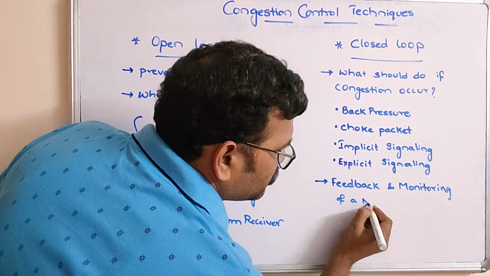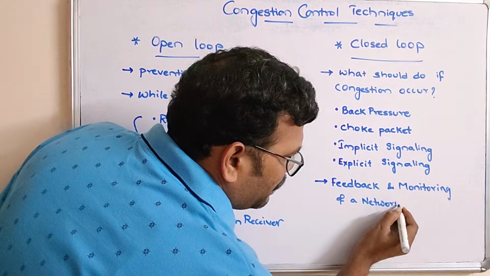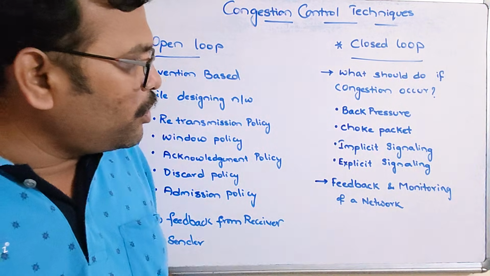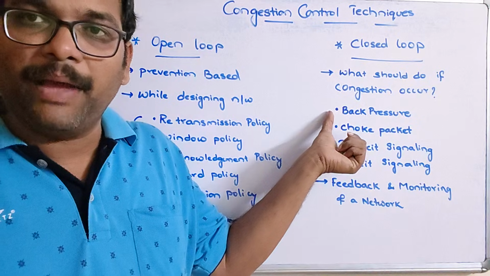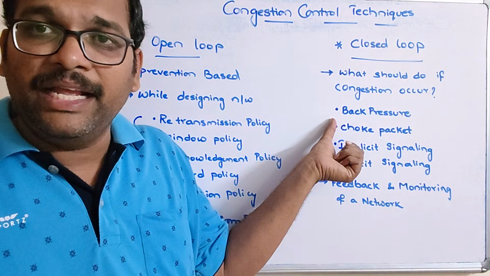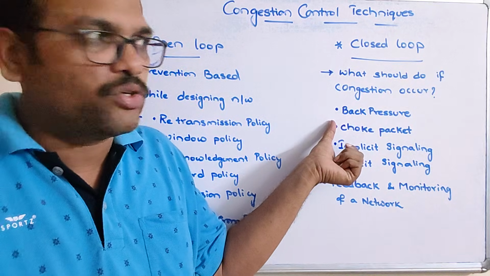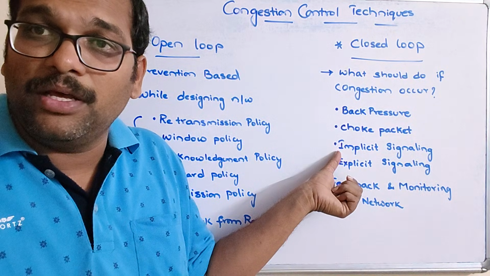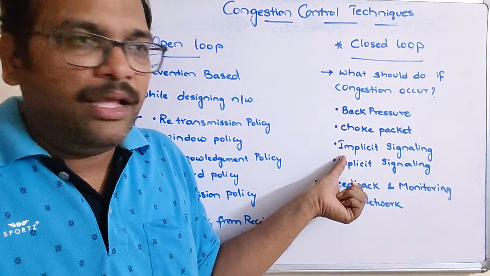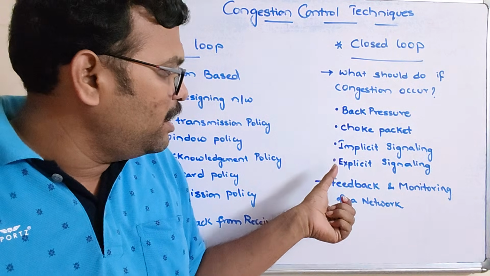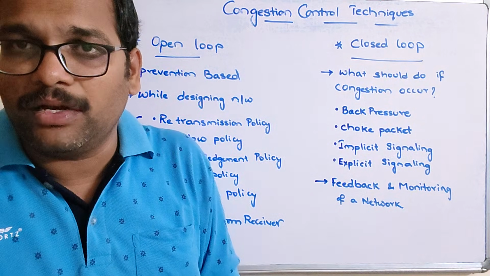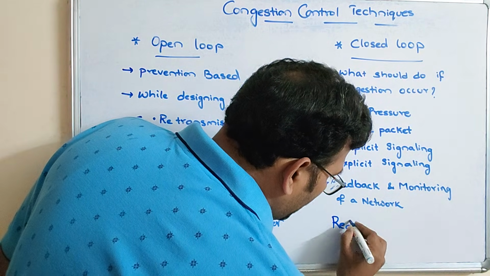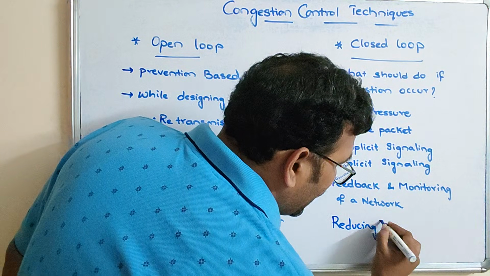of the network. Continuously the network will be monitored, and once the congestion occurs, it will follow any one of these: either back pressure, sending a signal to the immediate previous router; choke packet, where a control packet will be sent; implicit signaling, where based upon the data loss and delay the sender will know about it; or explicit signaling, giving feedback to the sender to reduce the transmission rate. So the common thing here is reducing the transmission rate.